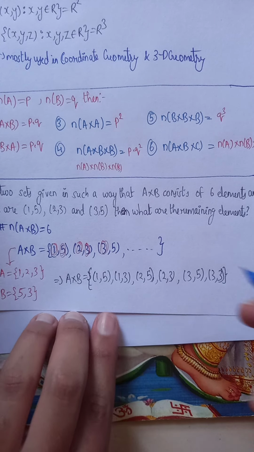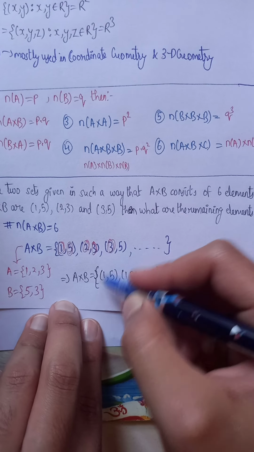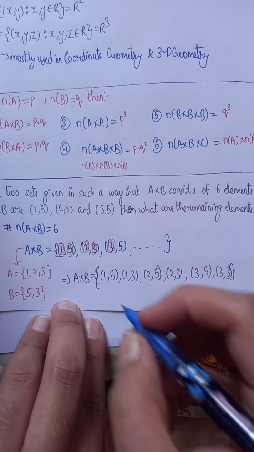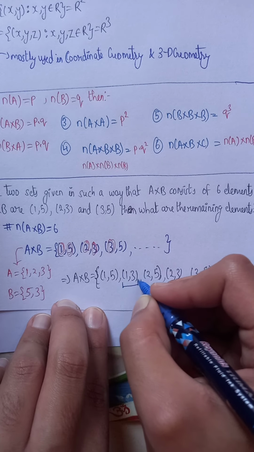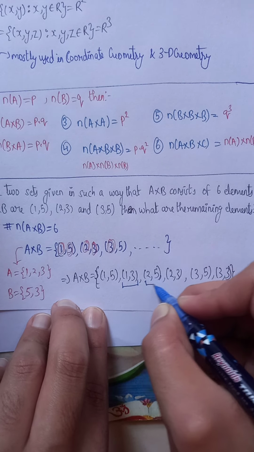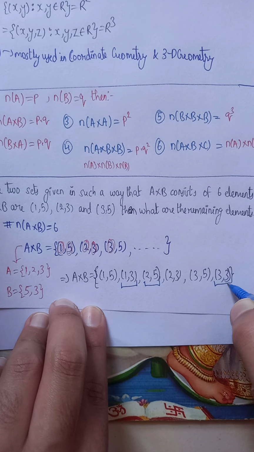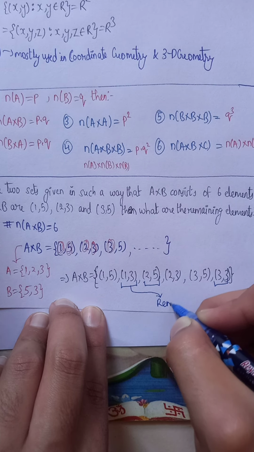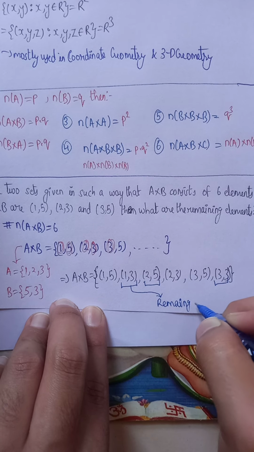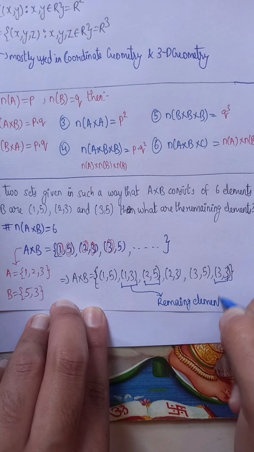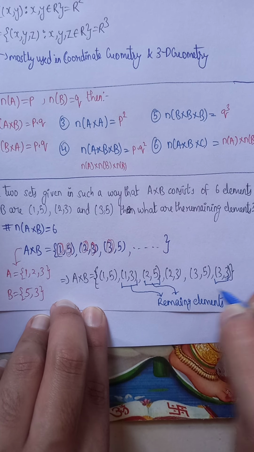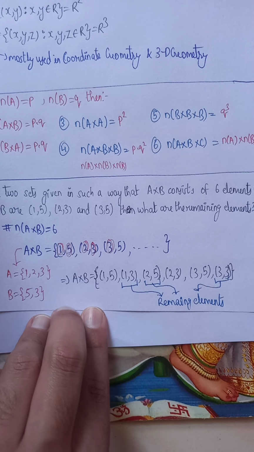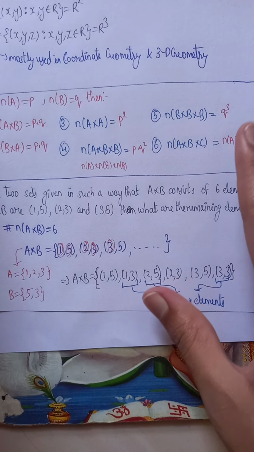So see, 1 comma 5 is already there, we already know this. 2 comma 3 is already there, 3 comma 5 is also there. So the remaining elements are 1 comma 3, 2 comma 5, 3 comma 3. These are the remaining elements. I hope you understood this question.